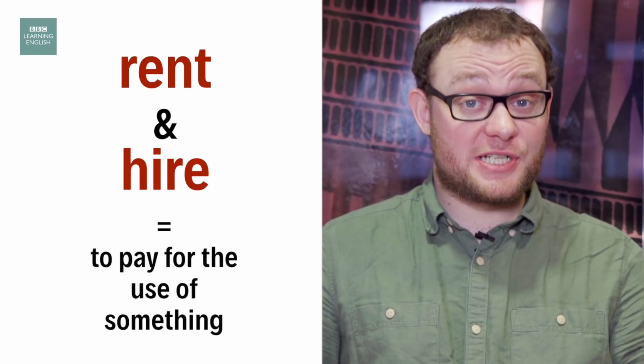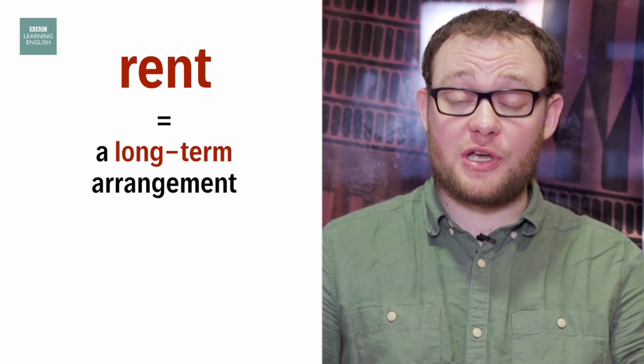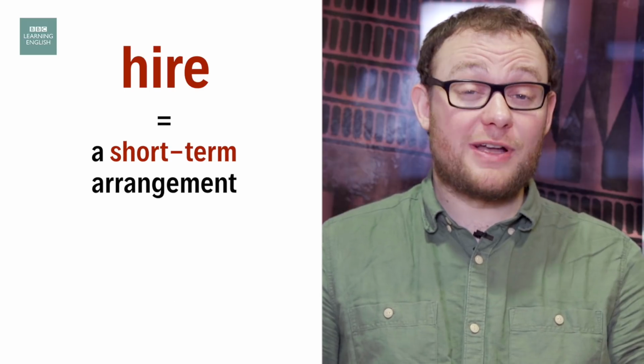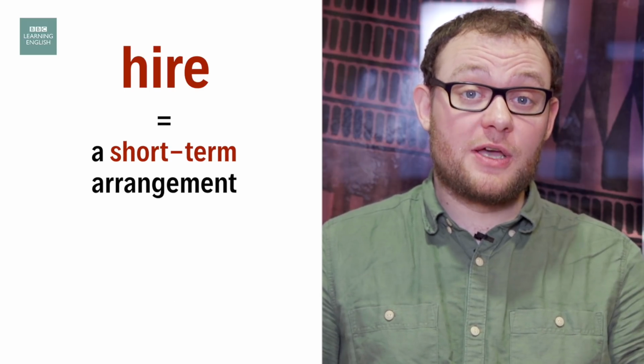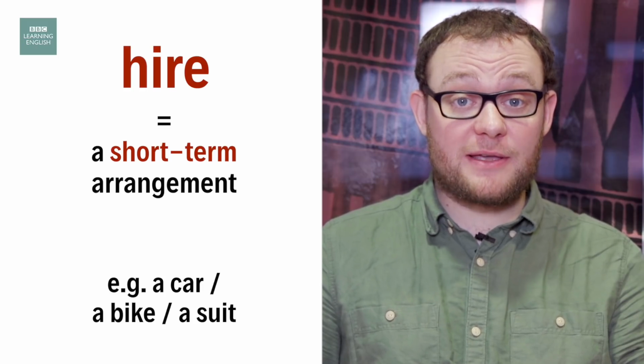However, in British English, we normally use the verb rent to talk about a long-term arrangement. For example, you can rent a house, flat, or TV. When talking about a short-term arrangement, we normally use the verb hire. For example, you could hire a car, a bike, or a suit.